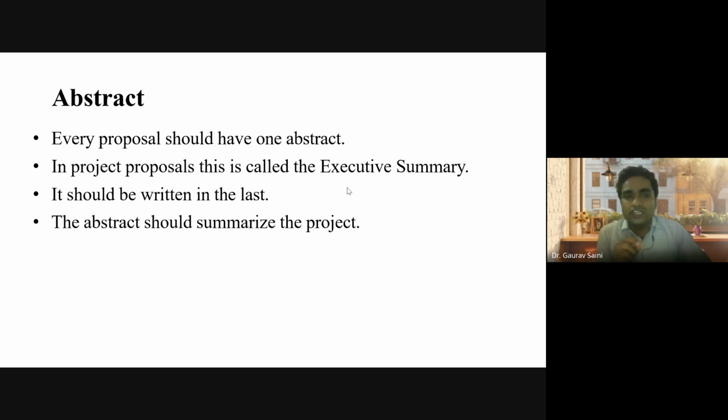As we do in the case of research papers, there is a certain limit that we have to fix, 250 words or 300 words. If guidelines come from the funding agencies, then we have to follow them strictly. But if you are not getting any restrictions, then you also should not make it two or three pages. The abstract should be very concise and effective, and it should summarize your project.